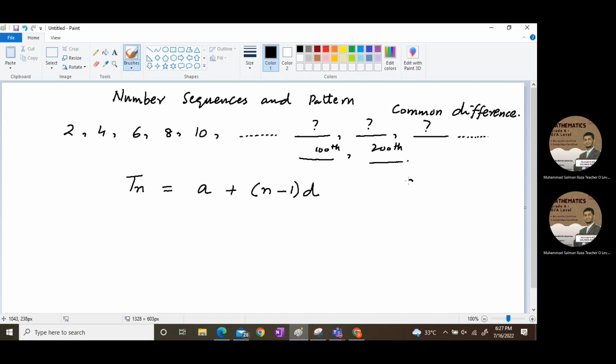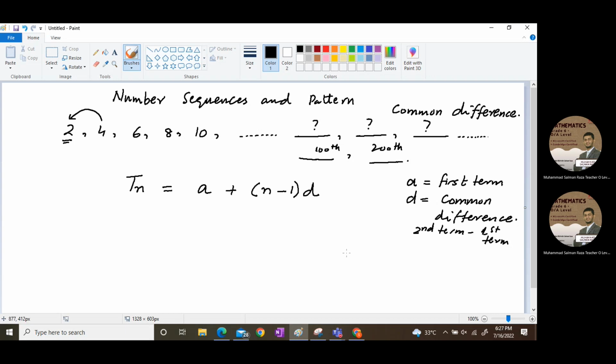Now, what does it tell you? A is always the first term. What is our first term? Over here, it's 2. What is d? D is known as the common difference. And how do we find out the common difference? We'll always subtract these two numbers, like second term minus first term. So we can always find out our difference like this.